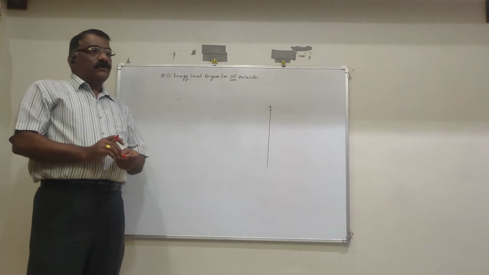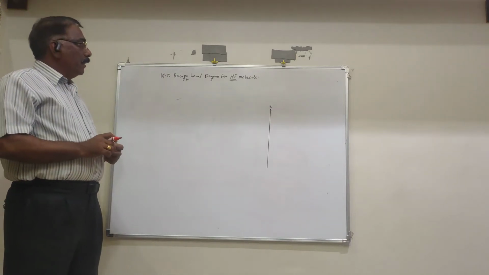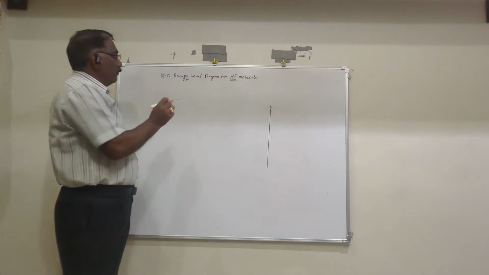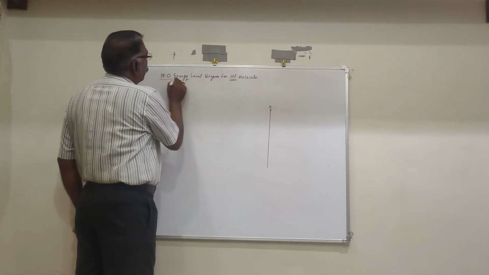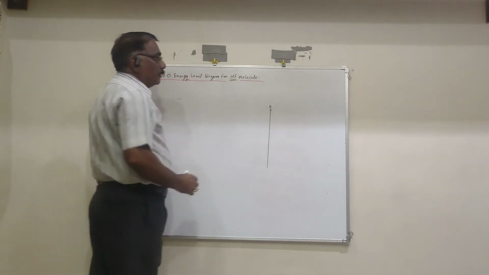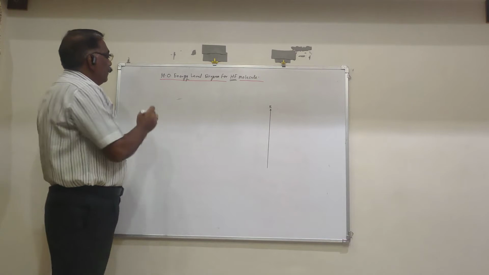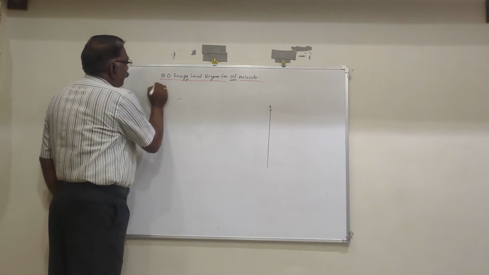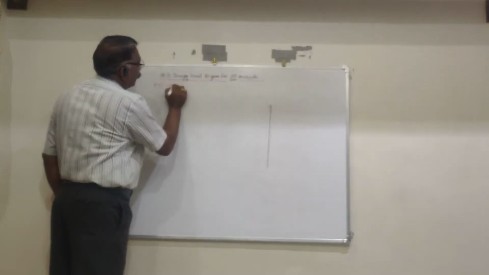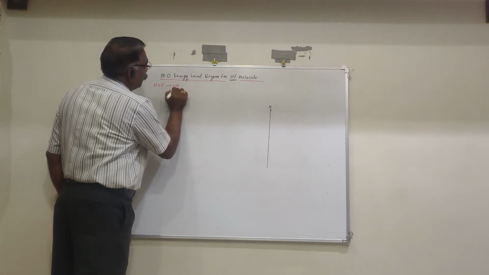Good morning students. Today we are going to see the molecular orbital energy level diagram for the HF molecule. This HF molecule is formed here by the combination of hydrogen plus fluorine.